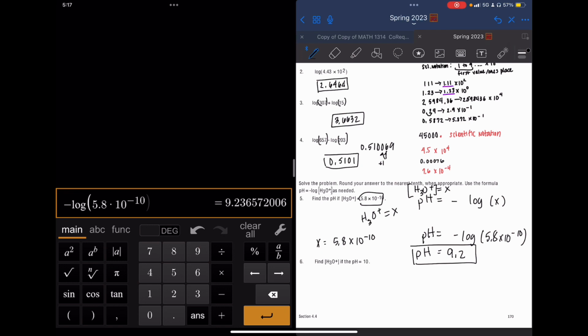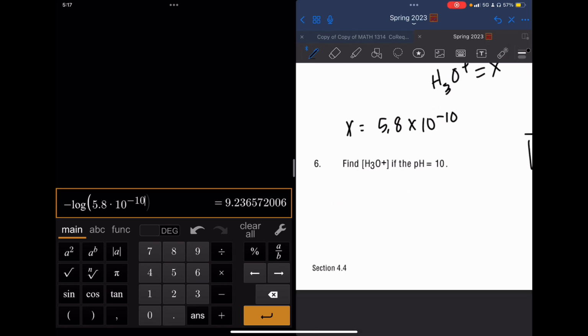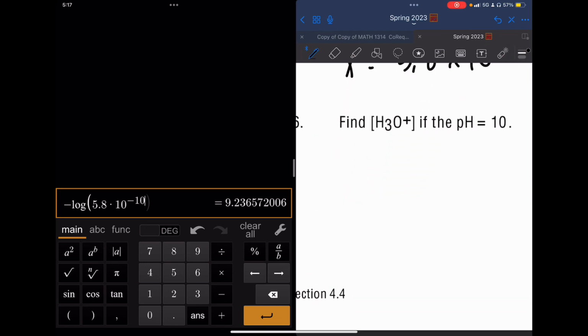Number 6, find the hydronium ion if the pH is 10. All we need to do here is a change of base formula. This is number 6. Our formula is pH equals negative log of the hydronium ion. Again, we're saying that X is equal to the hydronium ion.